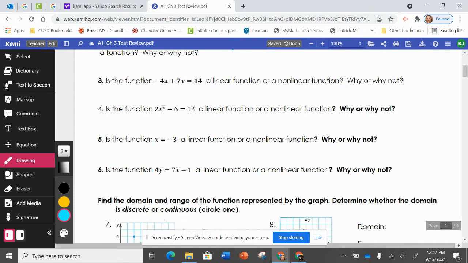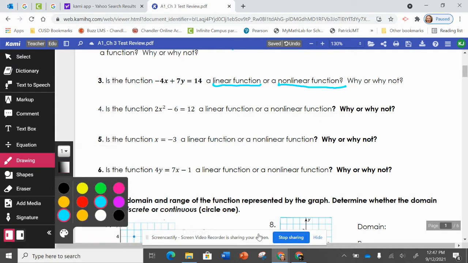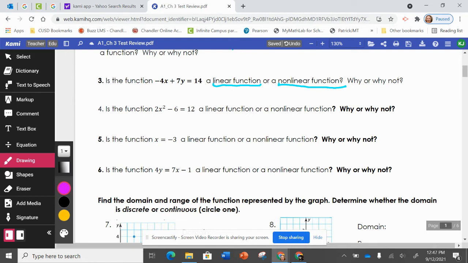Three through 6 is asking whether these are linear functions or nonlinear functions. So if we're talking about linear and nonlinear functions, it's kind of asking us, is there a straight line that we can graph from it? Does it have a constant rate of change? Can it be written in y equals mx plus b form?